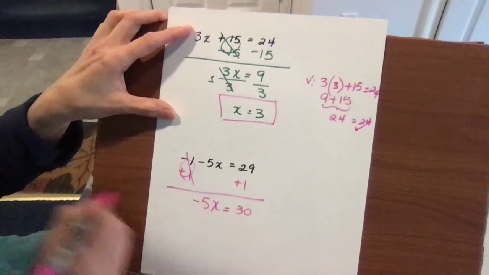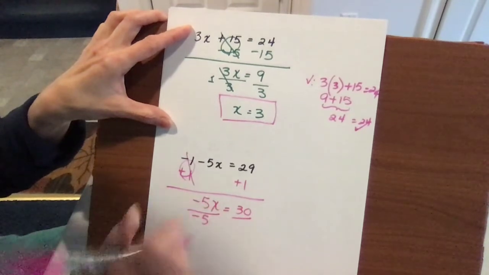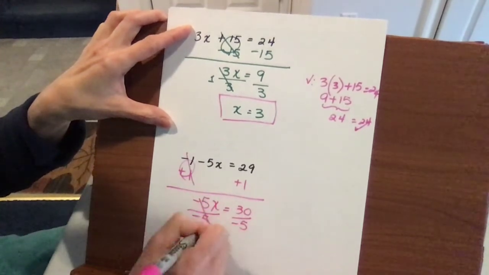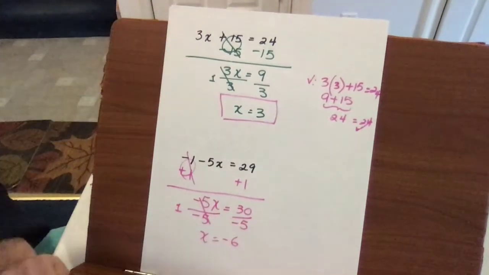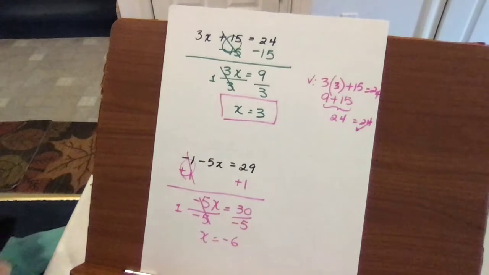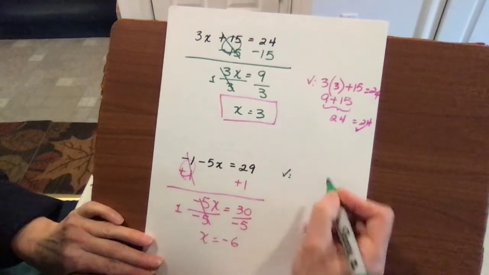29 plus 1 is 30. Divide by negative 5 because negative 5 is being multiplied by x. Divide by negative 5, that becomes 1. x equals negative 6. All right, and you do the check the same way. We'll go through one more check, and after this we'll leave them out, but you should always check your work.